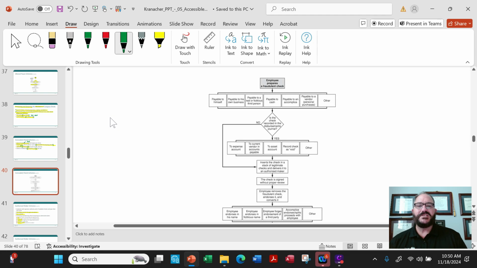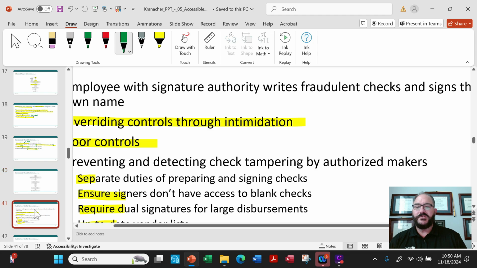All right, concealed check scheme, I'm not going to go through that. You can read through there. It's just different methodologies, how they would go through it.